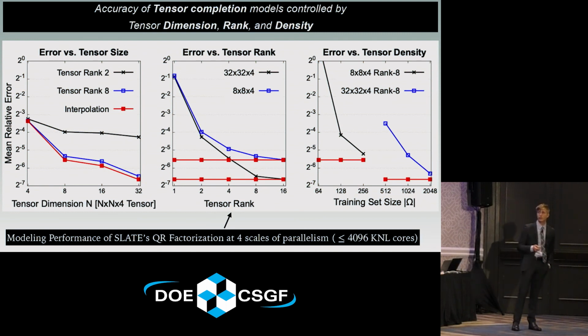So higher tensor rank, for example, tensor rank 8 versus tensor rank 2 on the plot to the left. We need about a tensor rank of 8 to achieve the baseline error, which is the interpolation error of a dense tensor. But we do not need a higher tensor rank than that. If we needed a tensor rank of like 100, these methods would not be scalable.